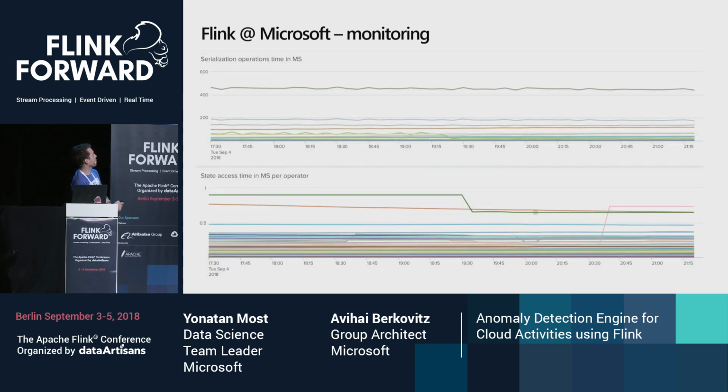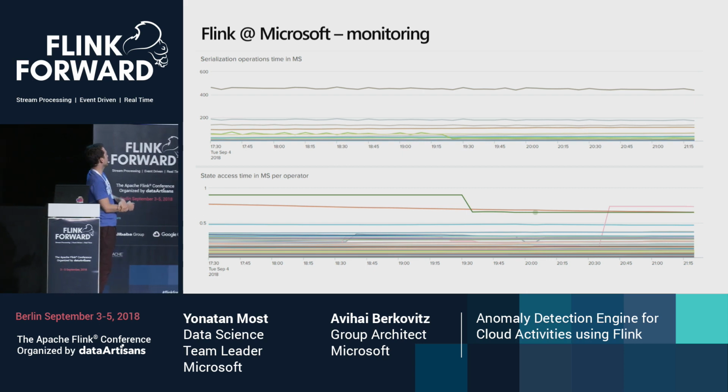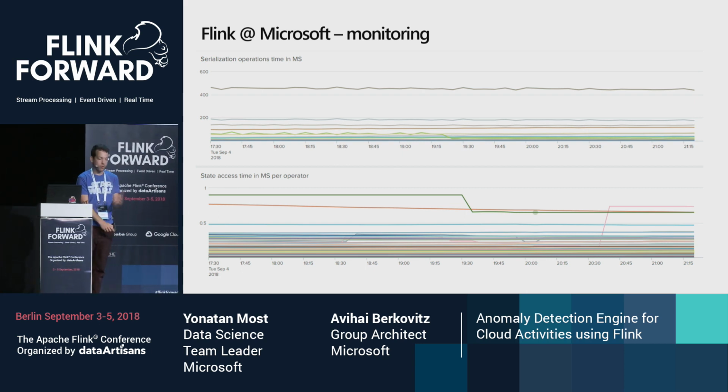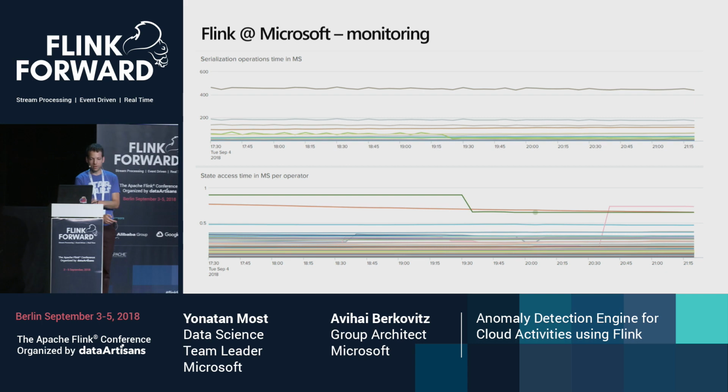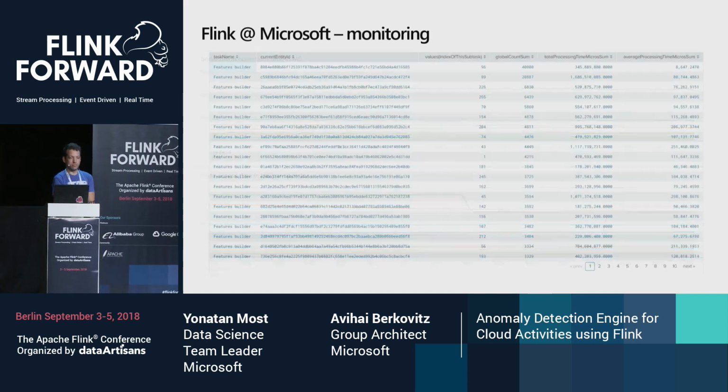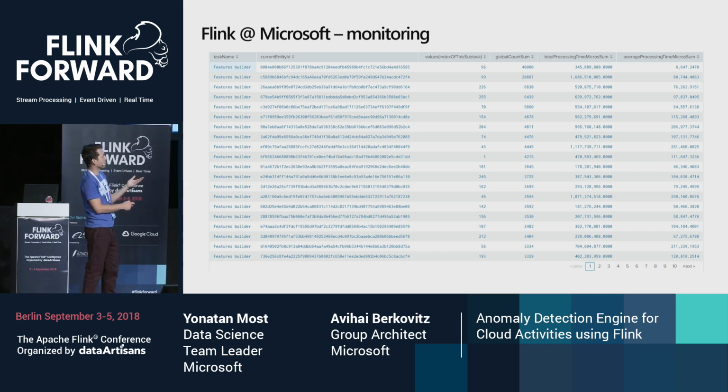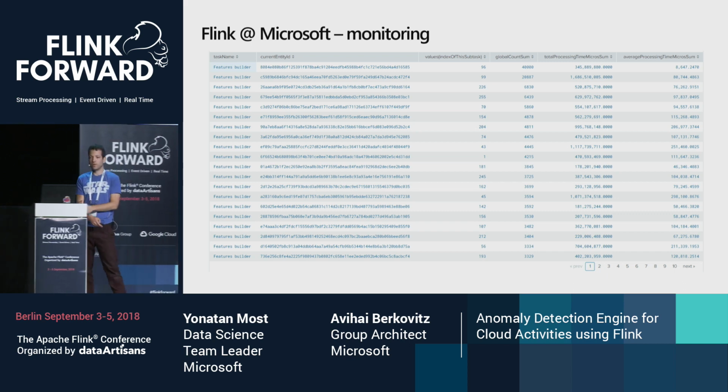Specific metrics for the time it takes to serialize and the time it takes to access the state per operator, per subtask, per everything. This is per user, so these are users just hashed for privacy reasons. So for every user, for a certain operator, which subtask processes it and how long did it take: the record count, total time, average time.